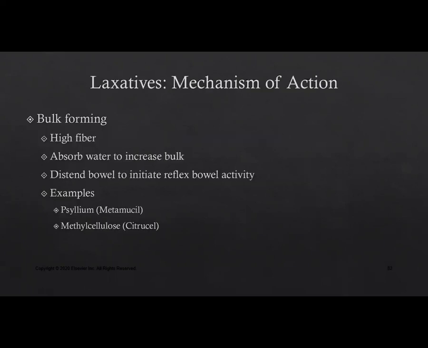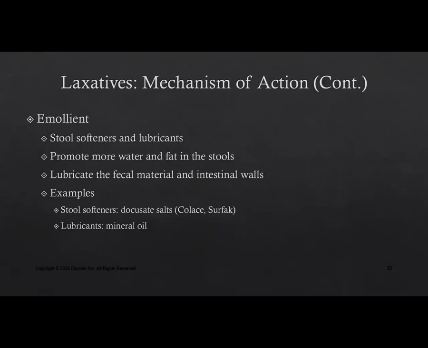Bulk forming are your high fiber. They absorb water to increase bulk, distend the bowel to initiate reflex bowel activity. Some of your examples are psyllium and methylcellulose. Your emollients are your stool softeners and lubricants. They promote more water and fat in the stool, lubricating the fecal matter and intestinal walls. That would be your docusate salts, and your lubricants would be things like mineral oil.